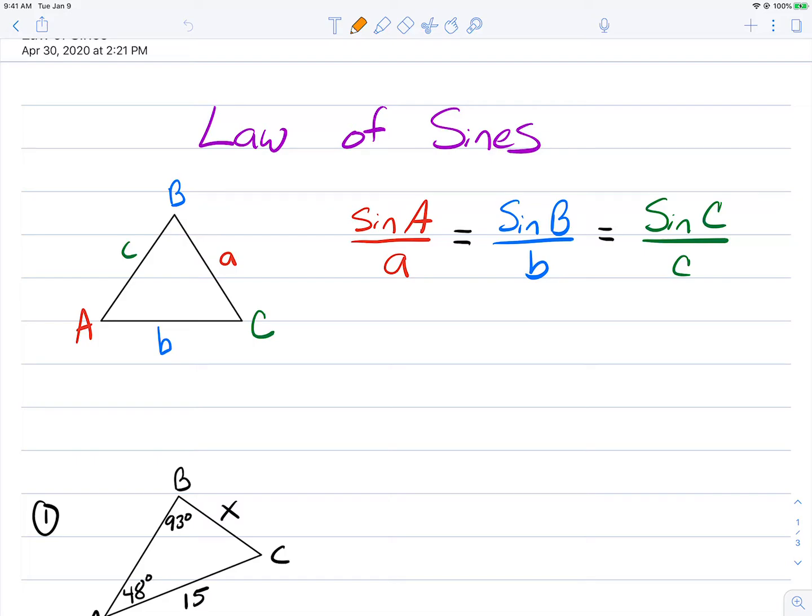Hello everyone. Today's notes are on the law of sines. So for my class, this is brand new. You may have seen it in an honors geometry class last year. Either way, it's probably either new or a good reminder for it.